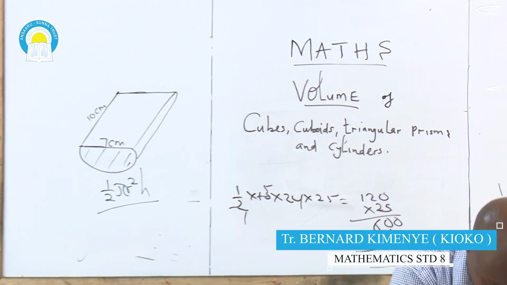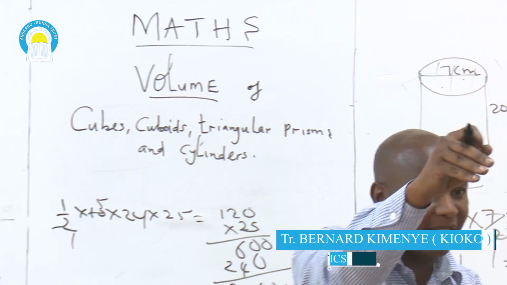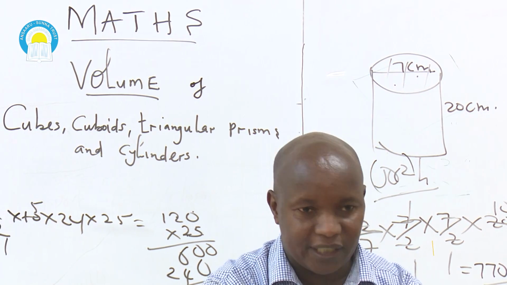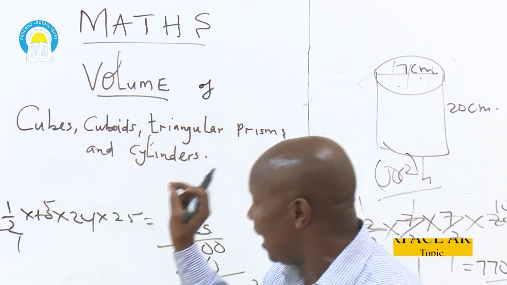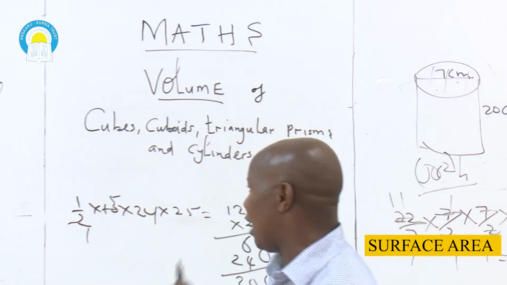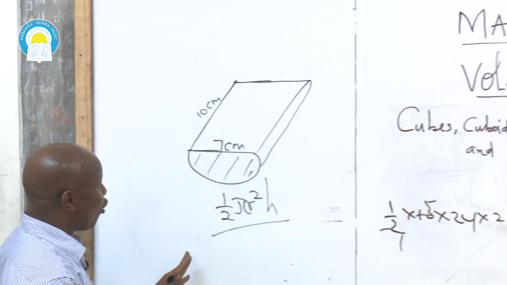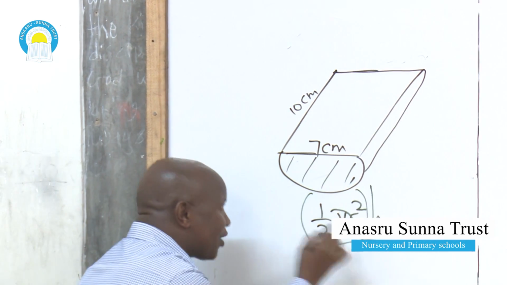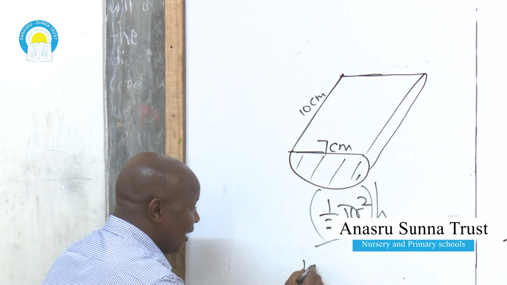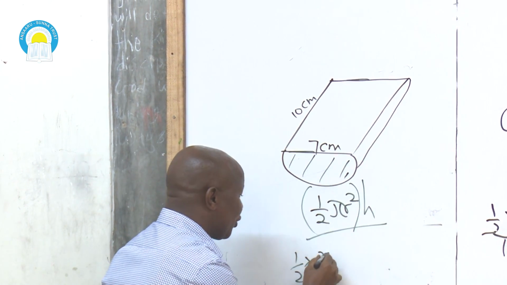Area of the cross-section. At the back, listen carefully. Area of the cross-section, cross-sectional area. In our case, area of a semicircle. Then you multiply by the length. Area of a semicircle now is a half πr squared. Let π be 22/7.